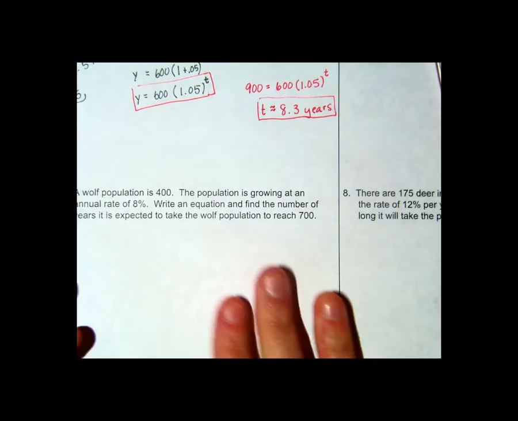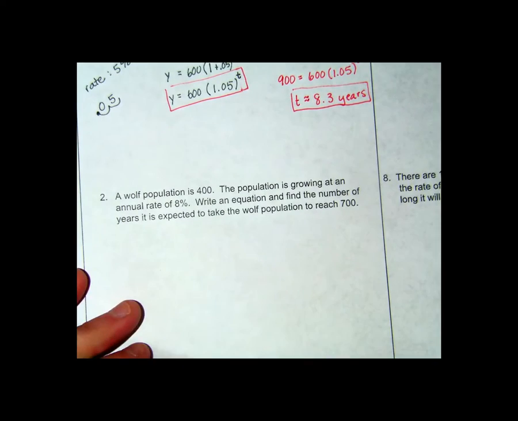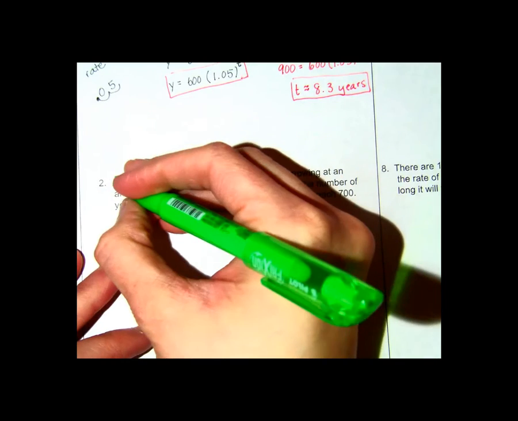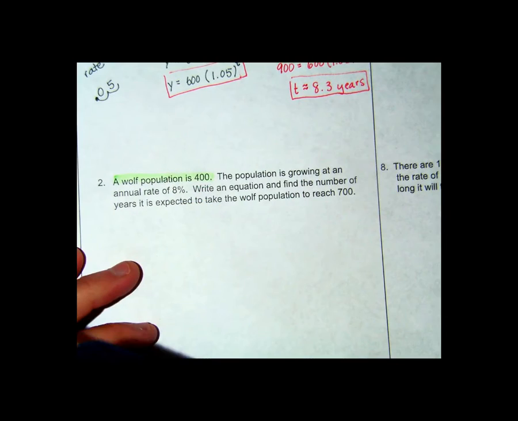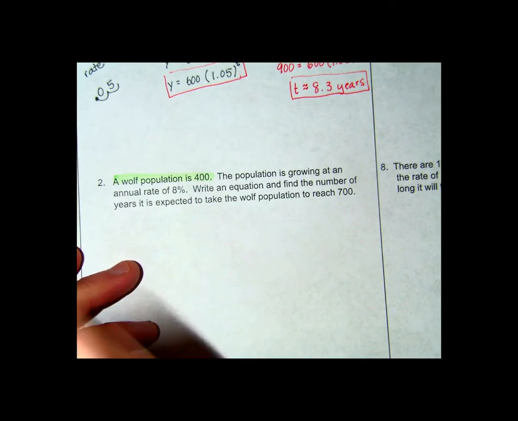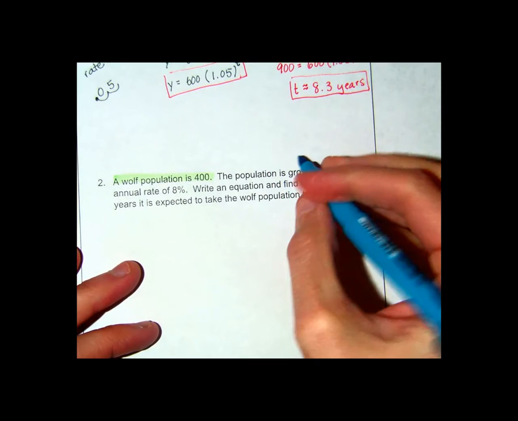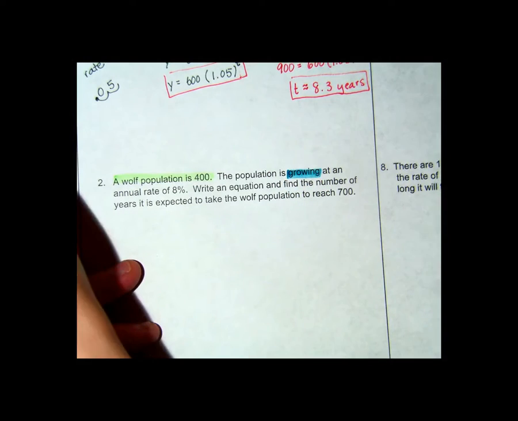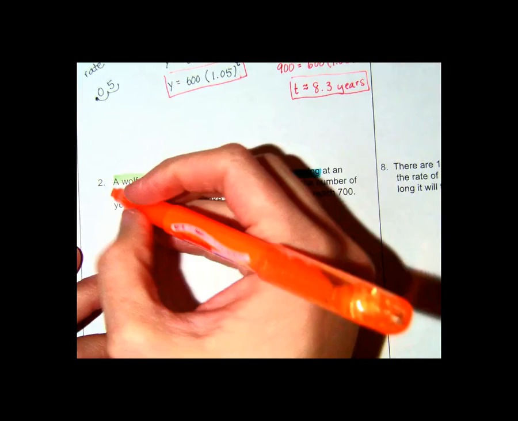Number 2. A wolf population is 400. Okay? Beginning, 400. The population is growing. So we're going to have growth at an annual rate of 8%.